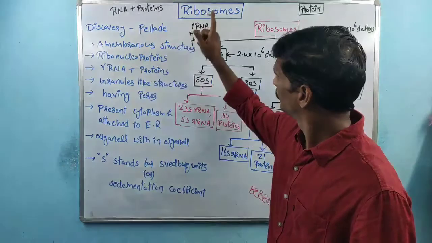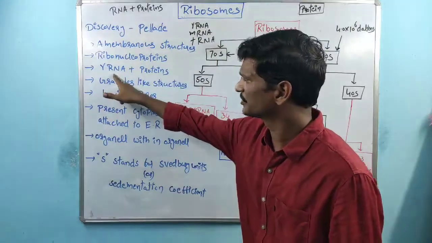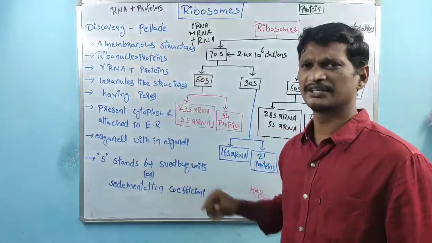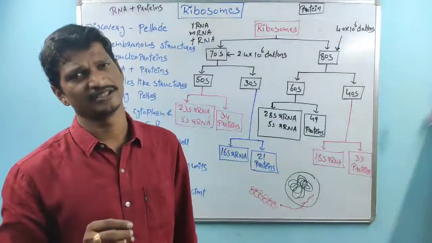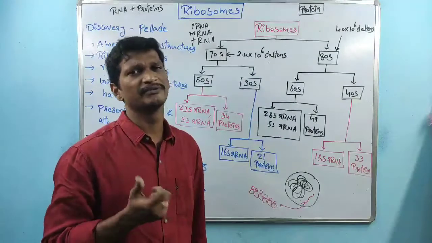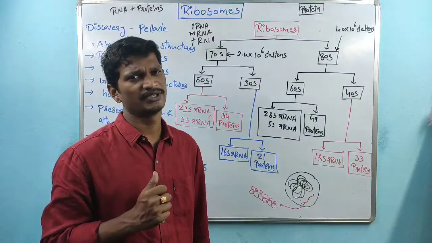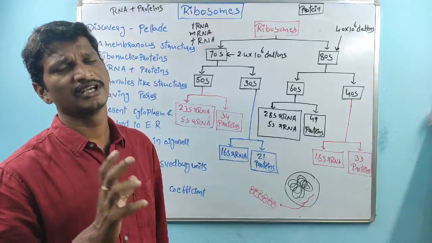So within ribosomes, rRNA is present, and proteins are present. rRNA is nothing but ribosomal RNA. Ribosomal RNA combined with the proteins, that structure is called the ribosome.